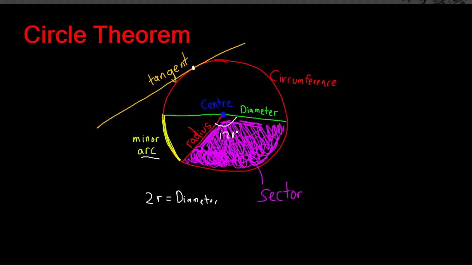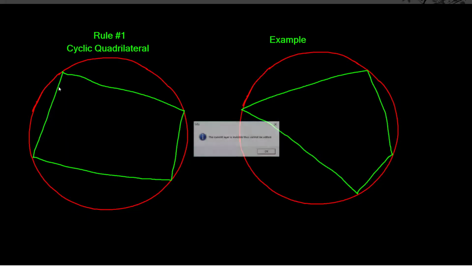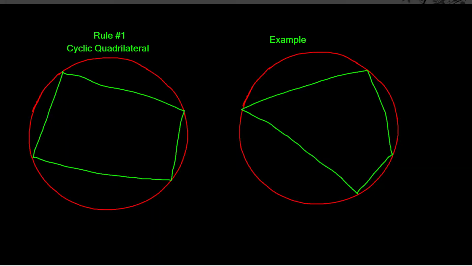So the first rule that we need to talk about will be your cyclic quadrilateral. So how does the cyclic quadrilateral rule work? The cyclic quadrilateral rule states that two opposite angles of your quadrilateral will add up to 180 degrees.